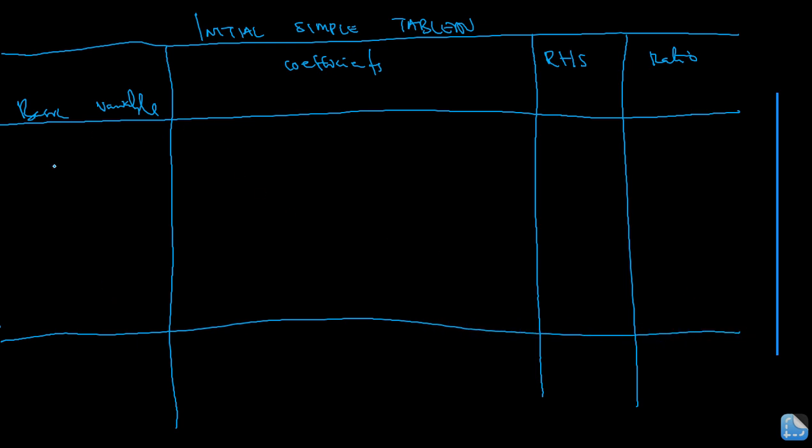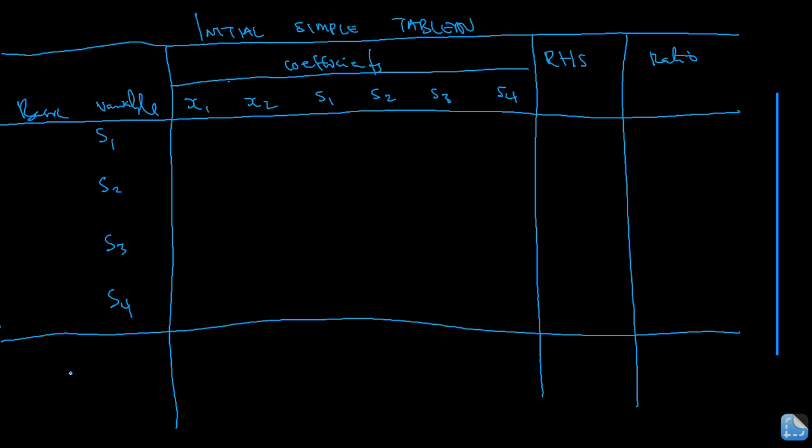Our basic variables initially must be our S1, our S2, our S3, and our S4. The slack variables will be our basic variables initially, or on the column. And then we are looking for the coefficients of x1, x2, s1, s2, s3, and s4. Okay, so we're looking for the coefficients of these values here.